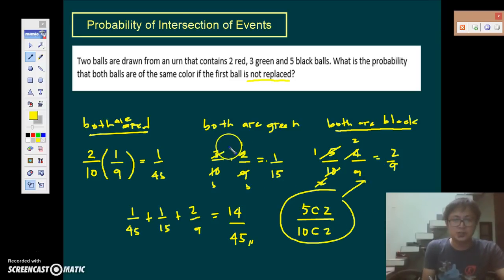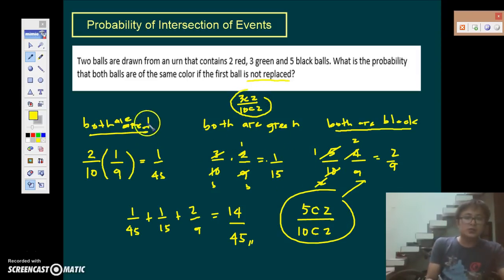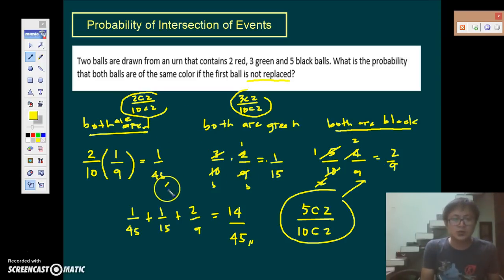For both green, the probability that you take both green is 3C2 over 10C2. If you have a calculator, try to get the value of this. And for both red, it's the same: 2C2 over 10C2. What is 2C2 over 10C2? Of course, it's 1 over 45. What is 3C2 over 10C2? It's 1 over 15. And what's 5C2 over 10C2? It's 2 over 9. I'm just relating this new concept to what I believe you already know. If you're taking successive steps, that's the point.